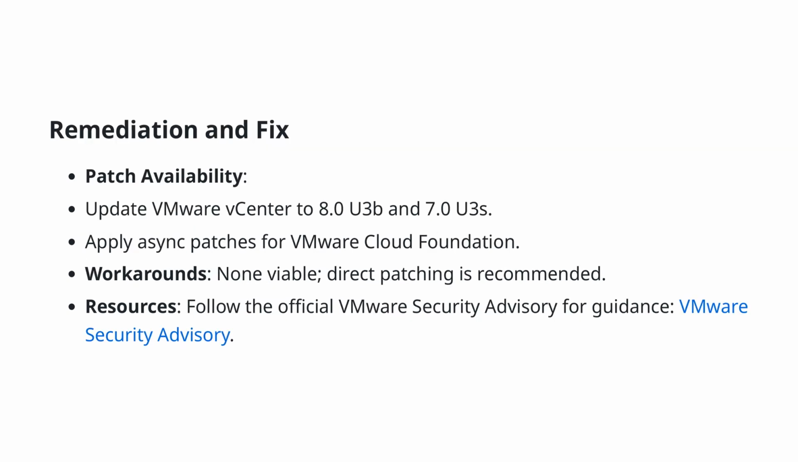Let's discuss the remediation and fixes available for addressing this vulnerability in VMware vCenter Server. To mitigate the risk of exploitation, it's advised to update VMware vCenter to versions 8.0 U3B or 7.0 U3S. Additionally, it's important to apply any necessary asynchronous patches for VMware Cloud Foundation. Unfortunately, there are no alternative workarounds, and it's strongly recommended to perform direct patching to protect your systems effectively. For detailed guidance and instructions, you'll want to refer to the official VMware Security Advisory. This resource will provide step-by-step instructions to ensure your systems remain secure and up to date.